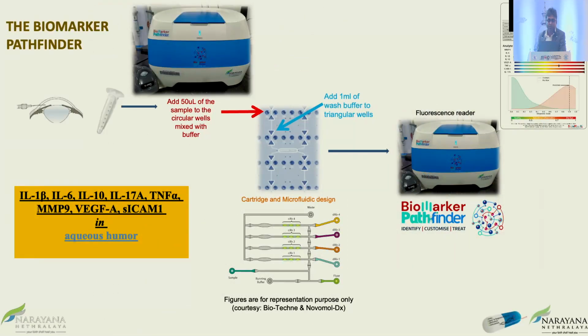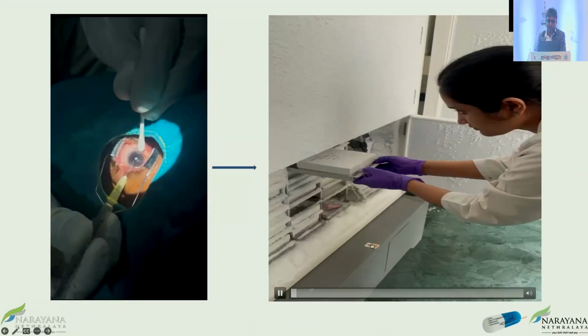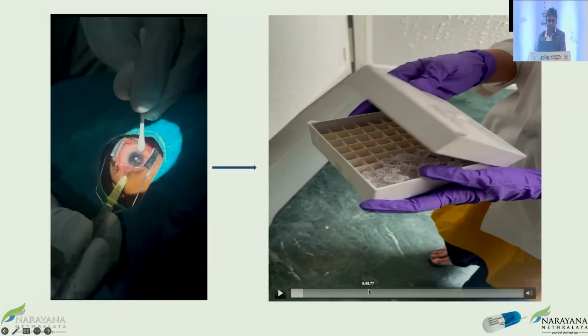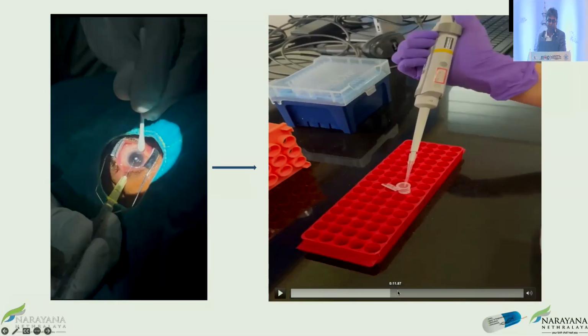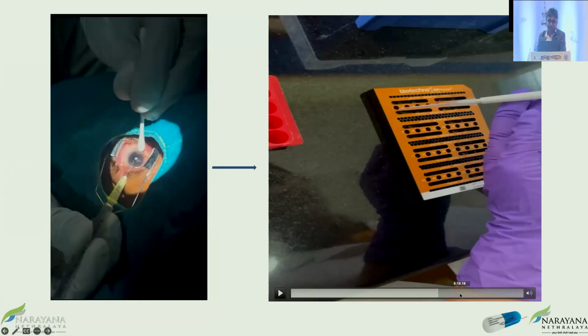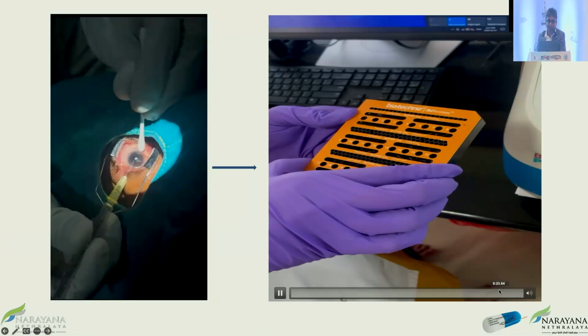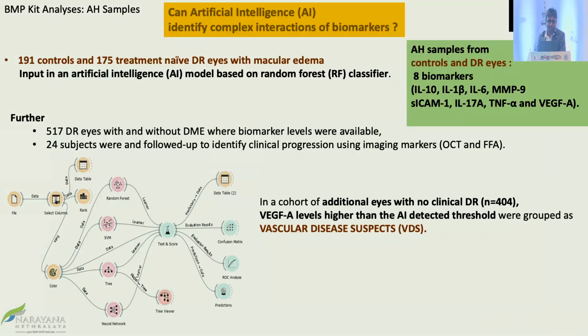So coming to our newest thing, the biomarker pathfinder, we have 8 molecules that could be identified. It's a readout that comes in 2 to 4 hours. So this is how it's done: the tears are collected, put in a buffer, and you can put it in the cartridge here. And once you put it in the machine, you get a readout after 2 to 4 hours, depending on the number of molecules that we read.